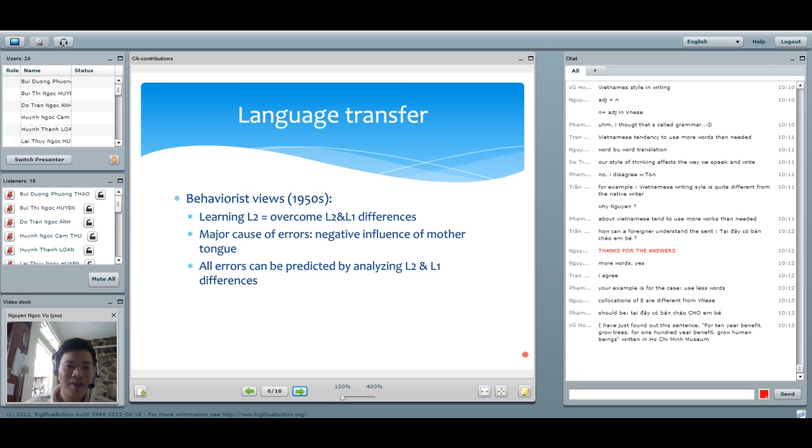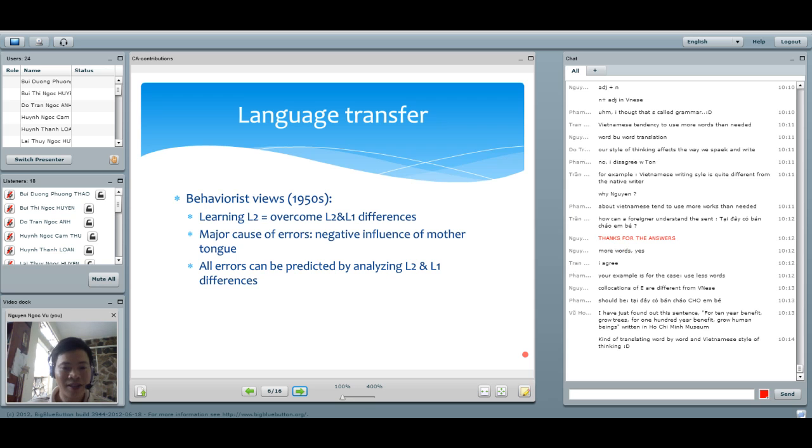Now, the behaviorists believe that all errors in language learning can be predicted by analyzing the differences between L1 and L2, and I think that all of you can agree with me that this is a little bit extremist. Probably some kinds of errors in language learning occur due to many other factors other than negative transfers.